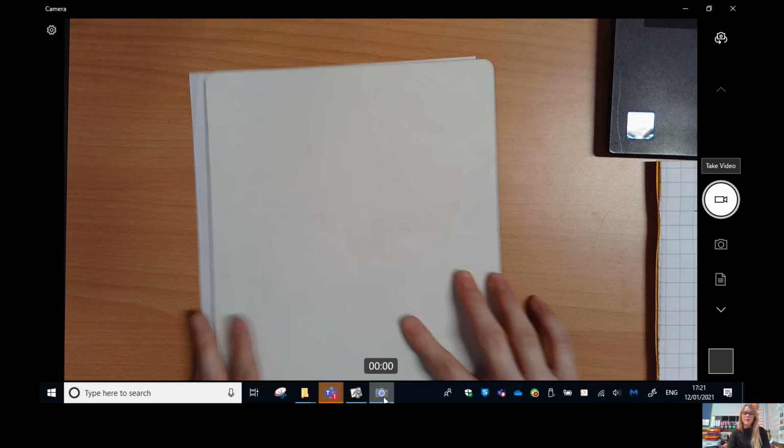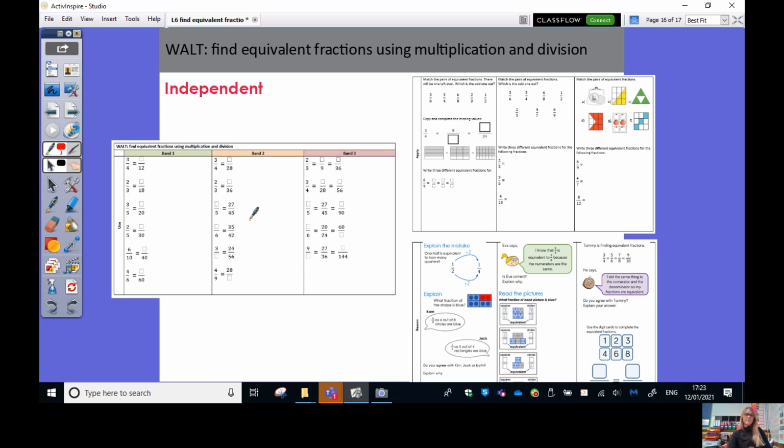Okay, so for your independent task today, you have a banded sheet. Now, you're going to be starting by finding the equivalent fractions. If you're feeling really confident, I've put 3 for band 3, and some of them might be a little bit tricky. So look really carefully and think about how it has been multiplied or divided. And there are quite a lot of reasoning questions today. So if you want to challenge yourself by doing some different bands as well, not just one of the bands, that would be absolutely fantastic. If you're finding it a bit tricky, make sure you go back on the video and watch the method of how I've worked it out. But remember, the numerator and denominator need to have been multiplied by the same number for them to be the same.